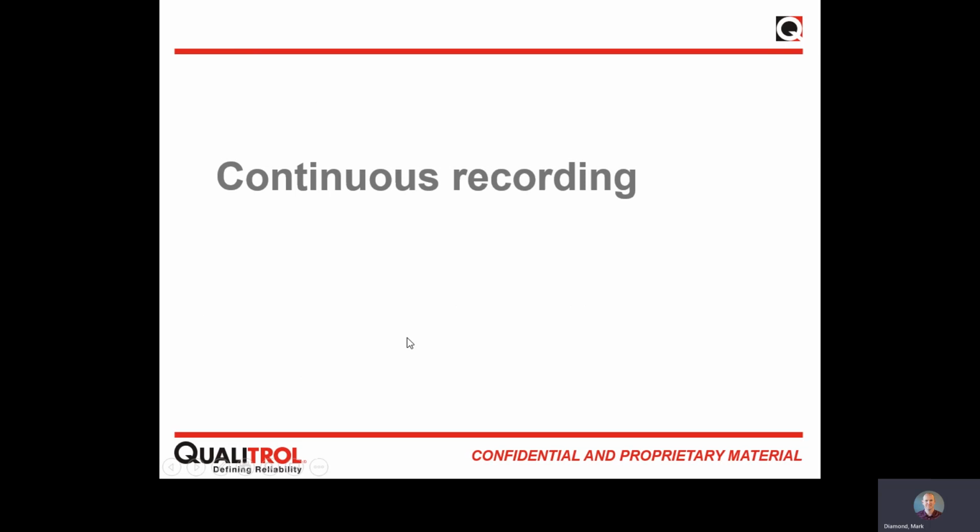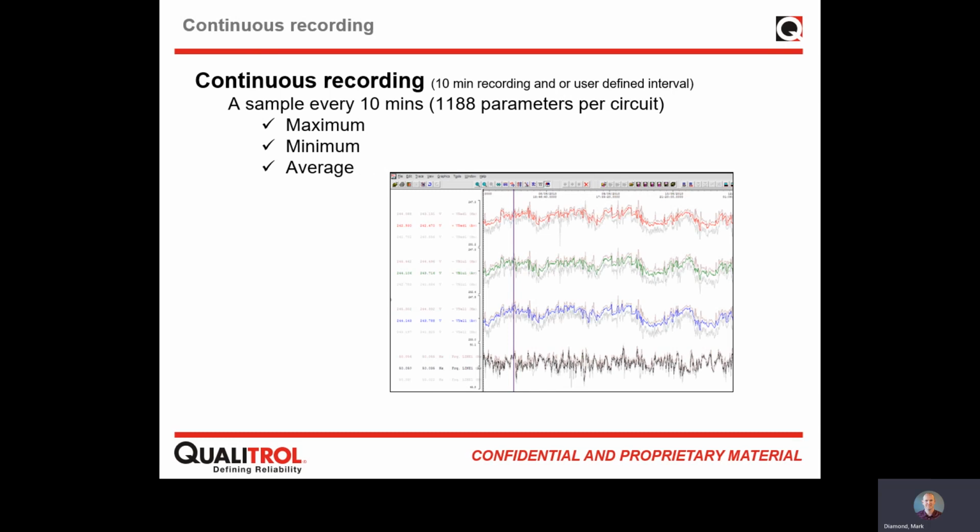So let's dive a little deeper onto the continuous recording. So here's an example. As we mentioned, continuous recording is a sample every 10 minutes. There are well over 1,000 per circuit. And in that one sample, what we're actually doing is it's 3 calculations. We're taking the maximum value that calculation was in the last 10 minutes, the minimum value, and then the average over that 10-minute period. And on screen here on the right-hand side, a little difficult to see, but that's voltage, red, yellow, blue, and we've got frequency at the bottom.